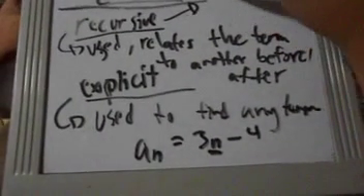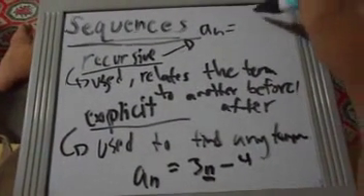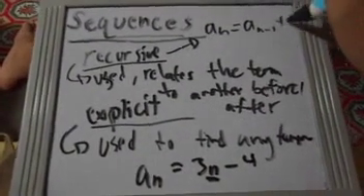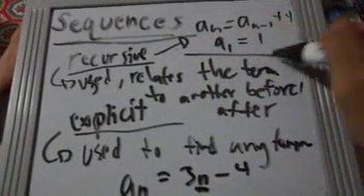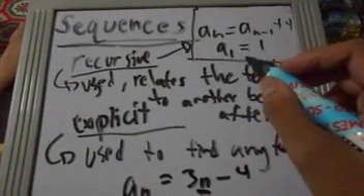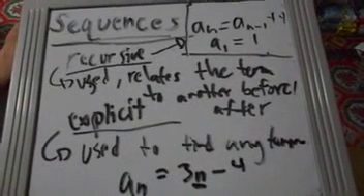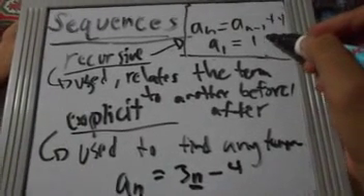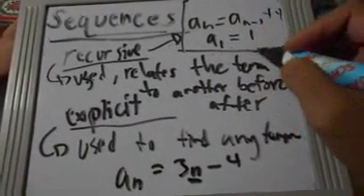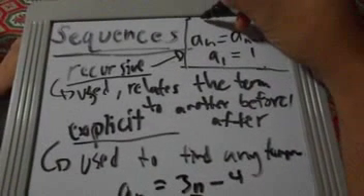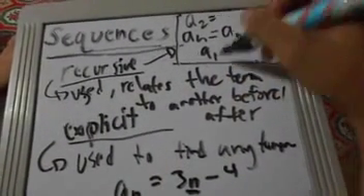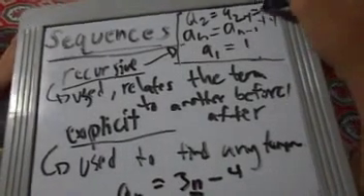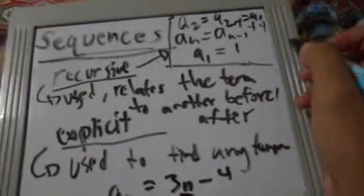Its example is a sub n equals a sub n minus 1 plus 4, where a sub 1 equals 1. As you can notice here, a sub 1 or any term must be given so that you can easily find the next term after it. For example, if you search for a sub 2, you just substitute 2 here. A sub 2 minus 1 is equal to a sub 1. 1 plus 4 is 5. That's how simple it is.